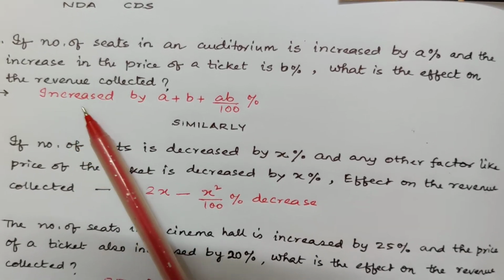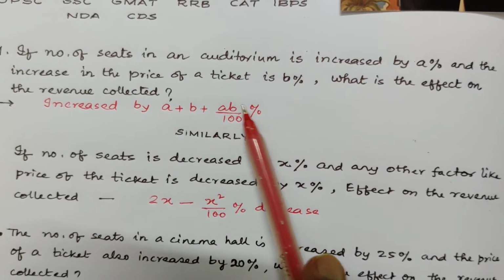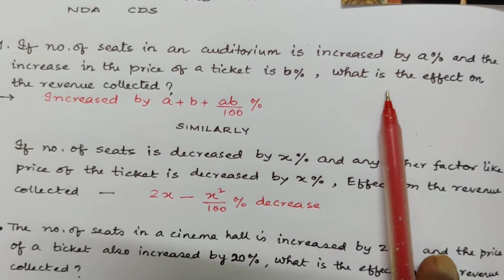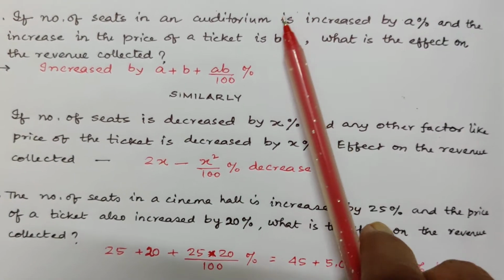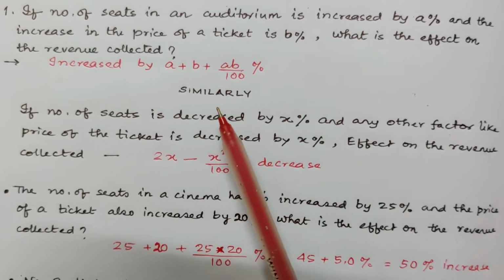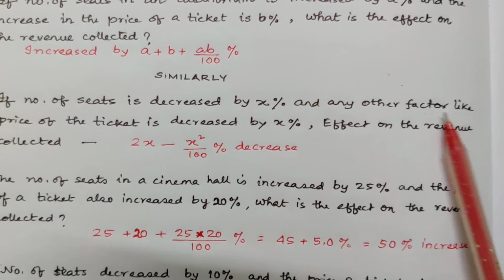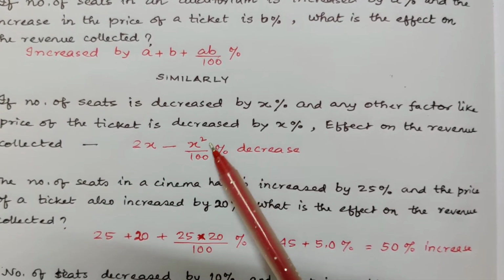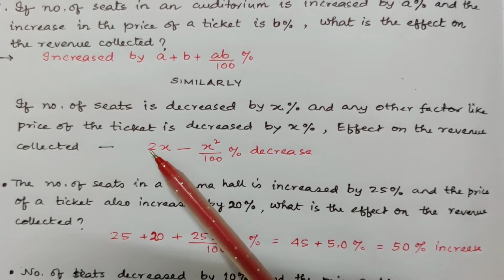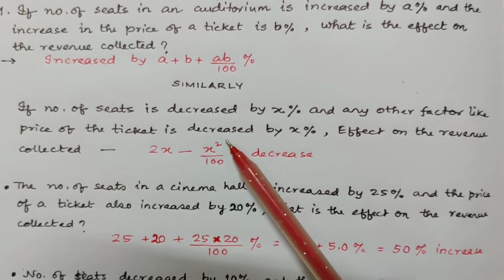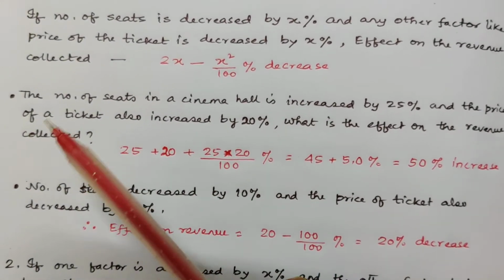So the formula is, it is increased by A plus B plus AB by 100, that will be presented as a percentage. Similarly, now if the thing is decreased, if the number of seats is decreased by X% and any other factor like the price of the ticket is decreased by X%, the effect on the revenue collected will be x plus x minus x square by 100, a percent decrease. So there is a decrease over here.